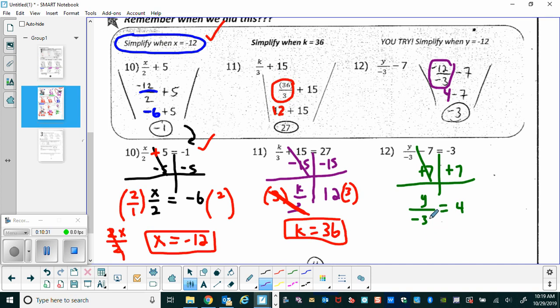Now, since our denominator is a negative 3 and we want it to cancel out, we're going to multiply by a negative 3 and multiply by a negative 3. That cancels out over here, and we're left with y equals, and we get our negative 12.